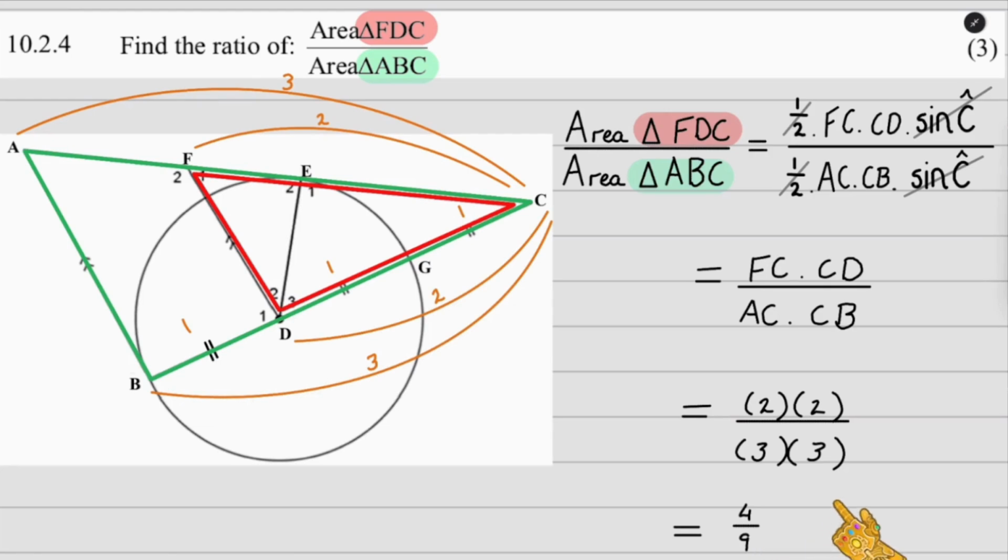Let's have a look where our 3 marks come from. Your first mark will come from expanding the areas with the area rule. And then the second mark comes from substituting the correct ratios of 2 over 3 and 2 over 3 inside of this line. And the last mark comes from the correct answer of 4 over 9. And that wraps up this nasty little June exam, my friends.